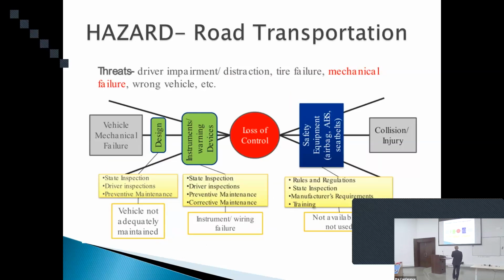This is the same thing, which also applies to road transportation. Mechanical failure of the vehicle, and then design, instrument warning devices, and then loss of control. There are various things, and then how the vehicle safety is taken care of. And then ultimately training, and then finally collision injury. If someone is not properly trained, that's why they give the learner's driving license. Then only they give the final license after all the tests are conducted and confirmed. So this is the way. Yes, hazard can happen from collision injury, because it can hit a truck. The people will die.